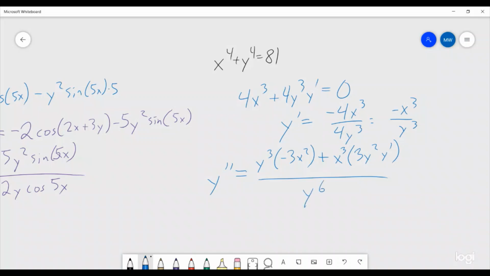Now we can't leave this in terms of the y primes because we want it in terms of just x's and y's, but we already know what y prime is, so we can plug that in. We get y double prime is going to be negative 3x squared y cubed plus 3x cubed y squared times y prime, which is negative x cubed over y cubed, all over y to the 6th, and there you go. You could simplify that a little further, but that's what we would do.